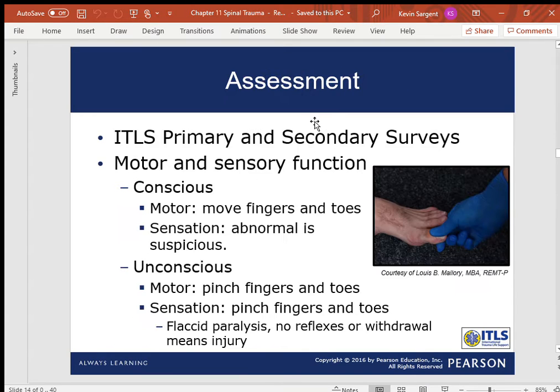So your primary secondary survey is just like anything else, scene safe, got your body substance isolation on, spinal motion restriction. Can they check motor? Can they move their fingers and toes? The sensation, if you touch your toe, can they feel you touching it? Are they unconscious? If they're unconscious, we could try a painful stimuli, see if that arouses them. If not, they could have flaccid paralysis, which means no reflexes or withdrawal, and that's a significant injury.